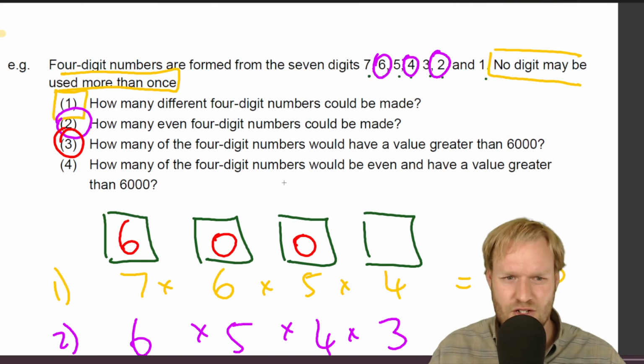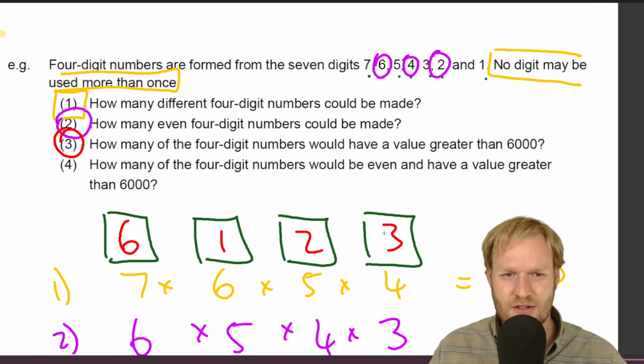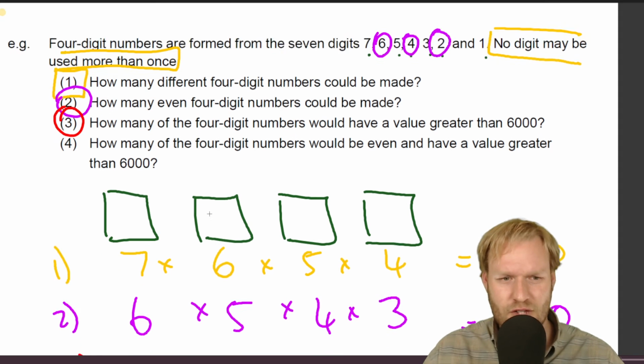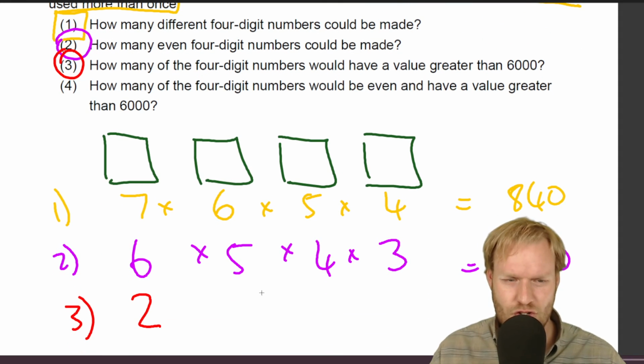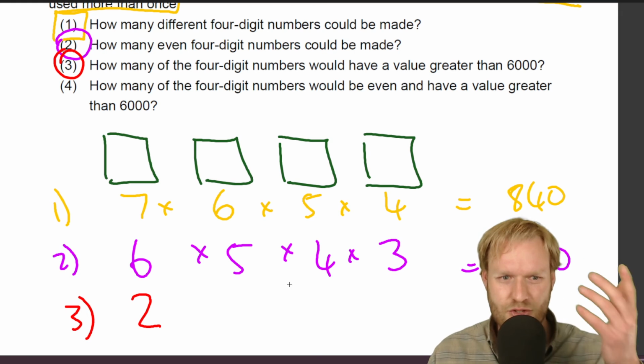Now, given our digits, the smallest number we could actually have would be 6123, I guess. But the point is this needs to be a 6 or this has to be a 7. So there are only 2 options for that first one. So you're going to choose one of 2 numbers, either 6 or 7.